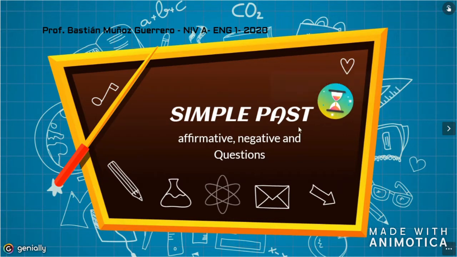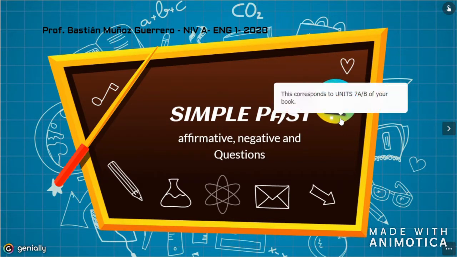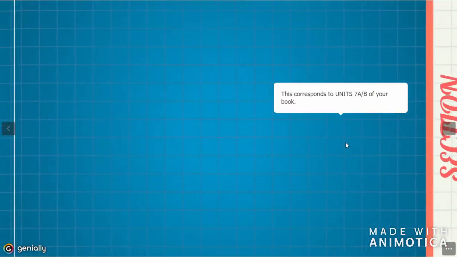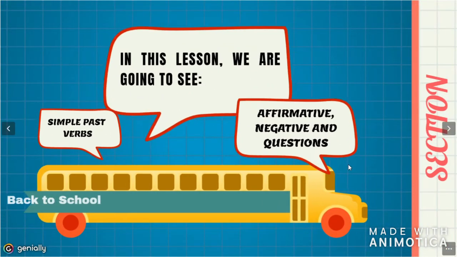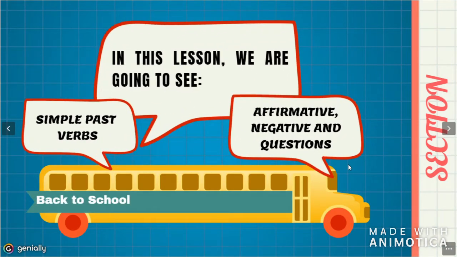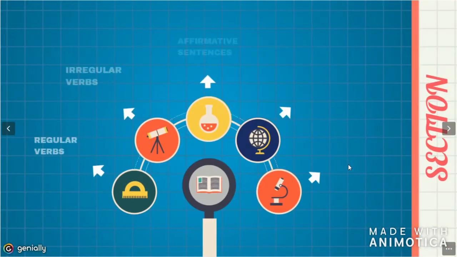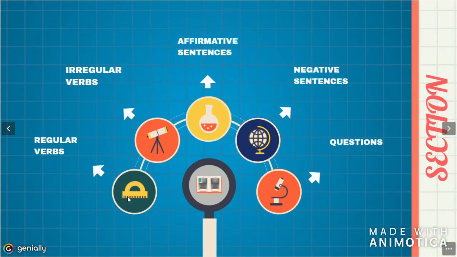Okay, hoy vamos a ver entonces simple past, que corresponde a las unidades 7A y 7B de su libro. Hoy, in this lesson, we are going to see simple past verbs, affirmative, negative, and questions. Let's start with the regular verbs.